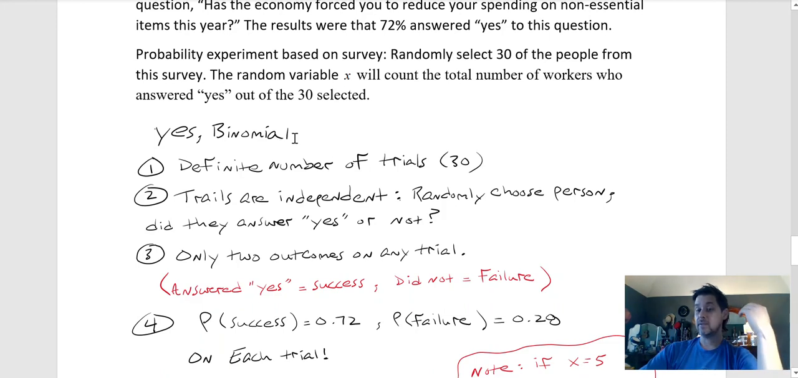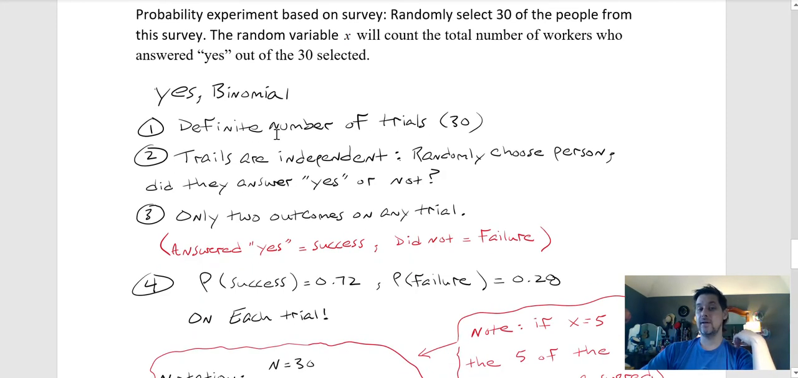Is that binomial? It turns out that is binomial. There's a definite number of trials. There's 30. You go through all 30 people randomly chosen and ask, did you answer yes to the survey question or not? Okay. The trials are independent.